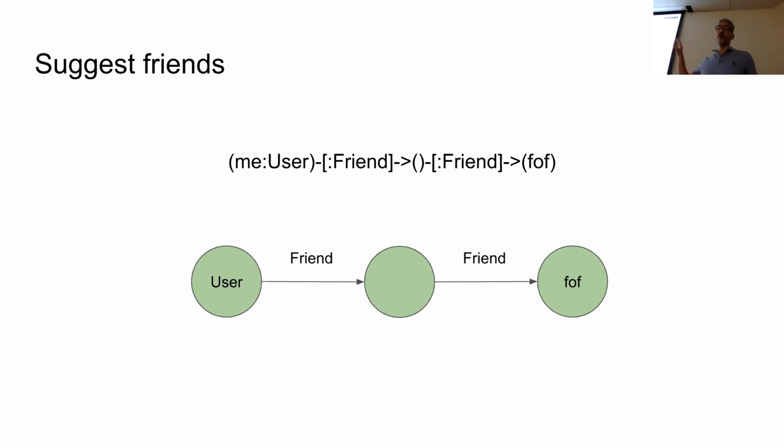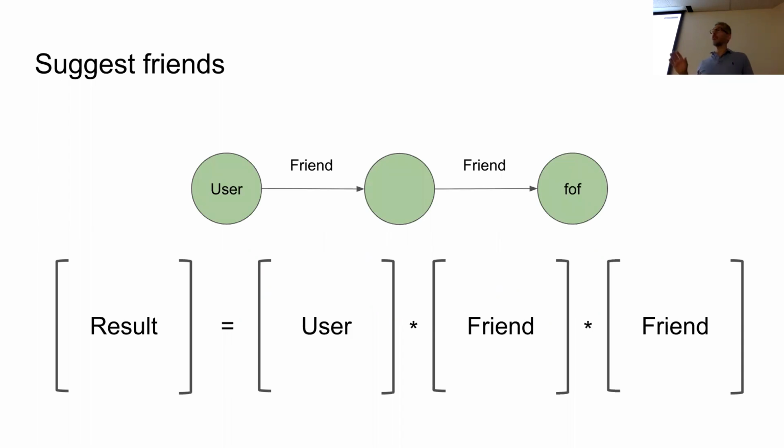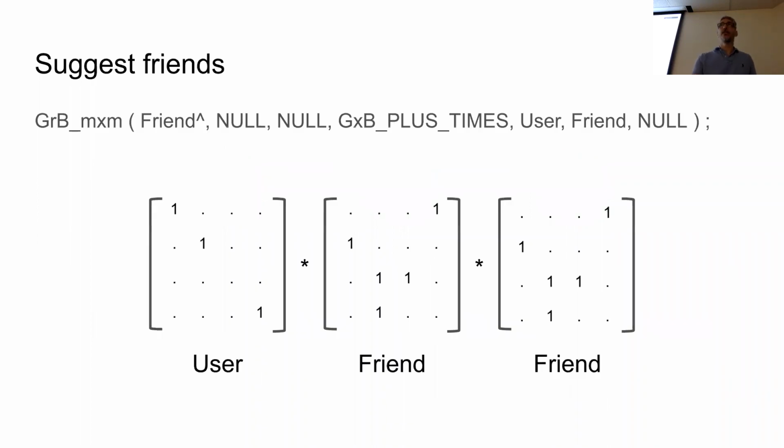We want to go from a user, hop through a friend edge to some anonymous node, and then do a second hop to the friend of a friend node. And so what RedisGraph would do is take this pattern and create a number of GraphBLAS operations using the right operands in order to perform the actual traversal. The actual traversal is done via matrix-matrix multiplication. Looking at this pattern, we need to use the user matrix, multiply that by the friend matrix once, and then multiply that again with the friend relationship matrix.